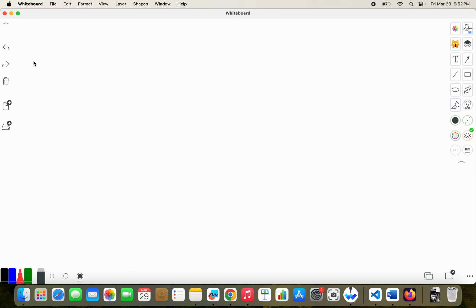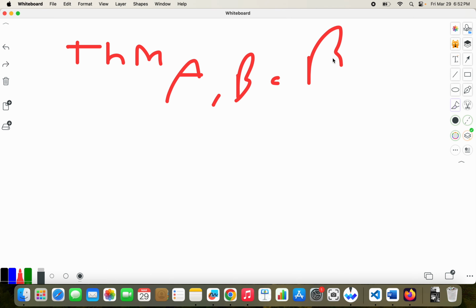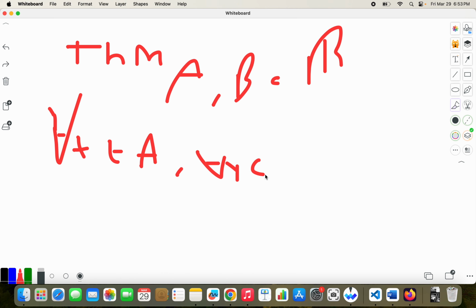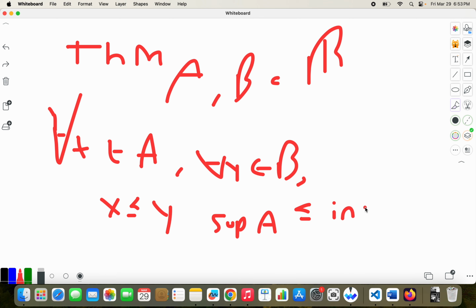So, theorem. I wish I could draw on this thing. A and B are subsets of the real numbers, with A bounded above and B bounded below. And for all x in A and for all y in B, x is less than or equal to y. Then sup A is less than or equal to inf B.